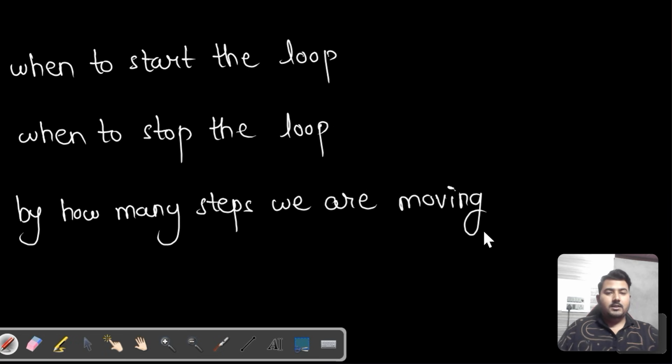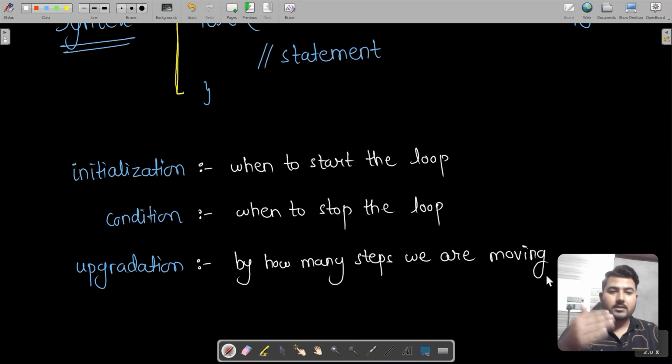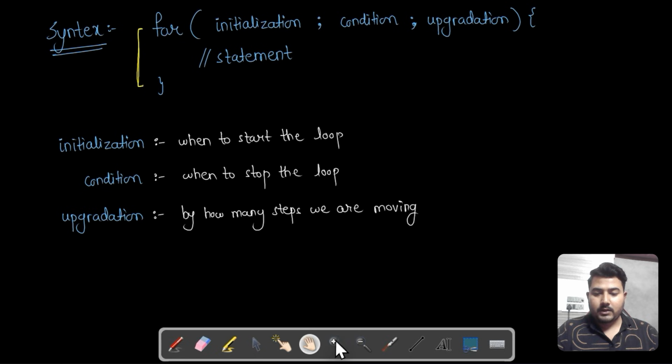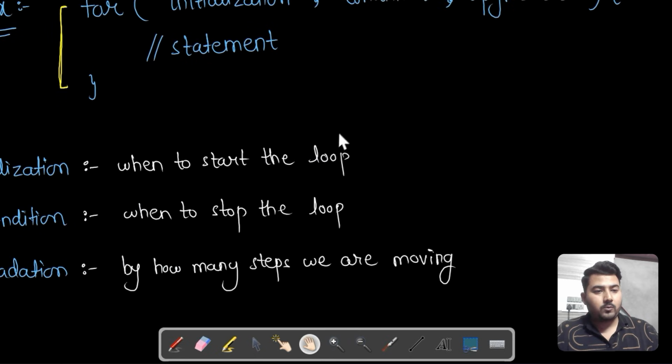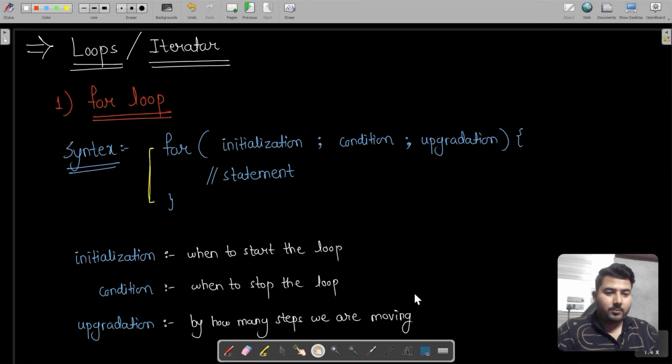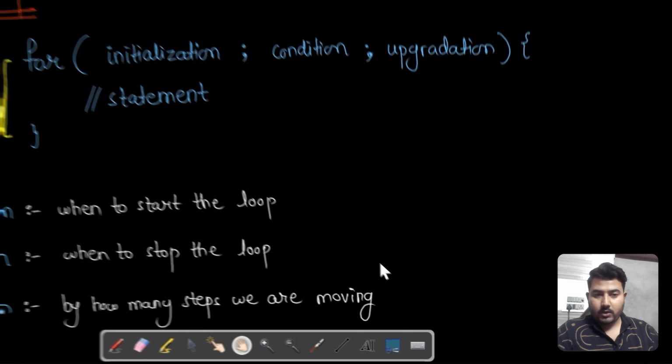What it means to say is, right now, let's suppose I'm standing at 0 kilometers. In one step, am I going to the 100th meter, or am I going to the 1 kilometer step, or am I going to the 10 kilometer step? By how much distance am I taking the steps? That's what our upgradation looks like. When I give you an example, it will be much clearer, but as of now, this is what the syntax of a for loop looks like. Please make sure to make a note of it. I'm hoping that you must have written down the notes.